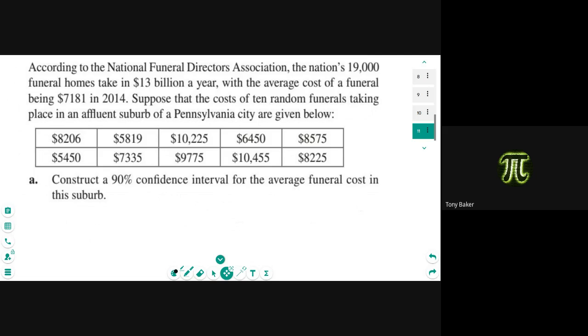So to do a problem, what do I need? I need mean, standard deviation, my confidence interval, my sample size, right? Unless it's a proportion. Is this a proportion problem or a mean problem? This is a mean problem because it's talking about average, right? So I need mean, standard deviation, sample size, and confidence interval.